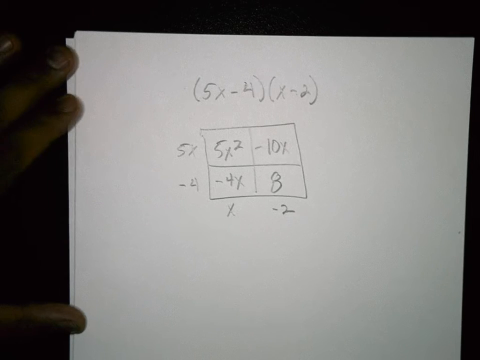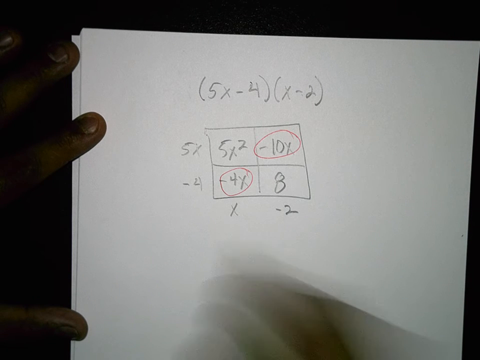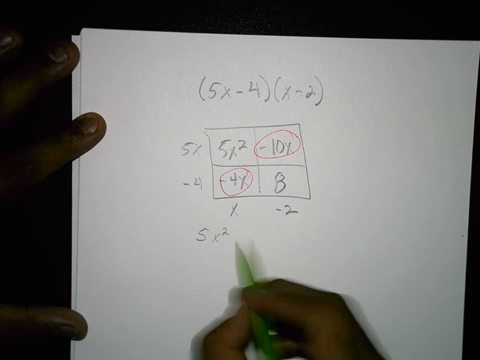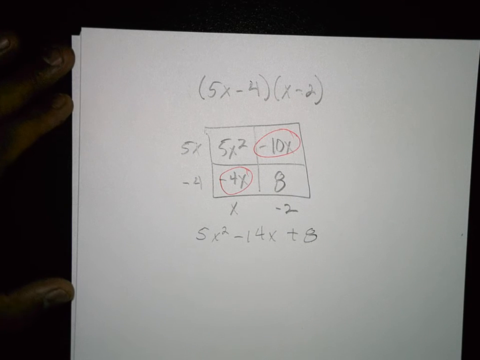Okay. So then I look to see if anything's alike, and these two are alike. So I get 5x squared minus 14x plus 8. That's my final answer.